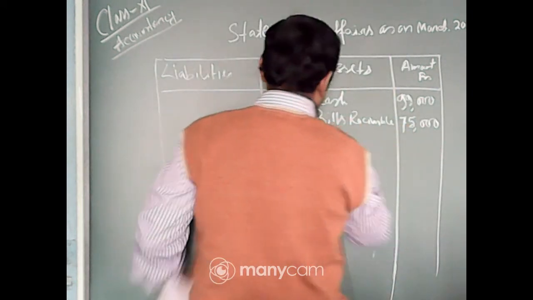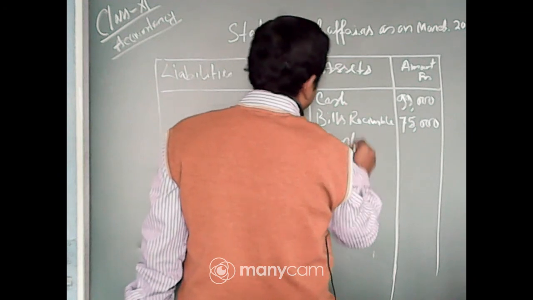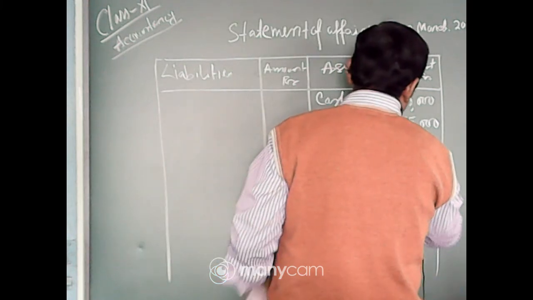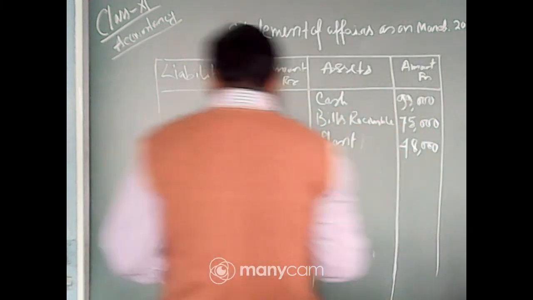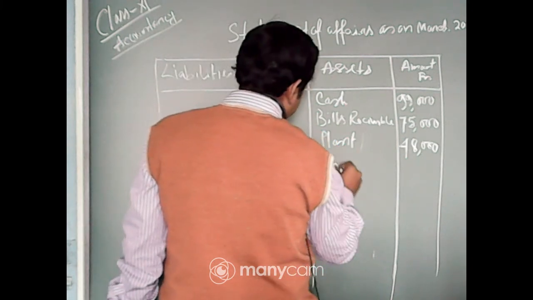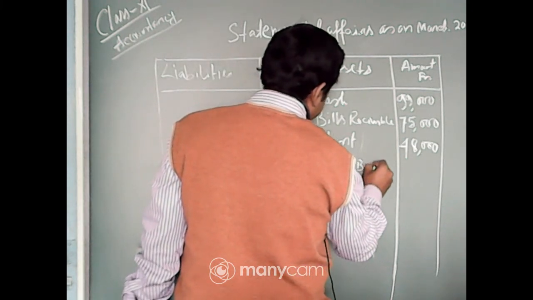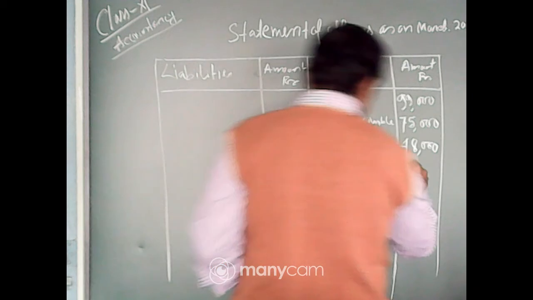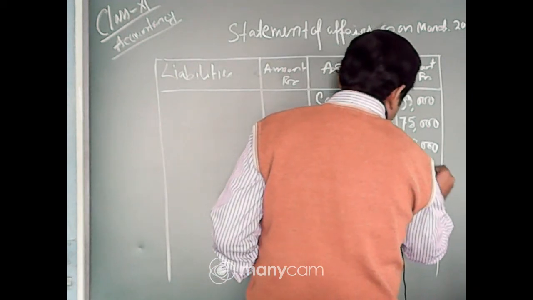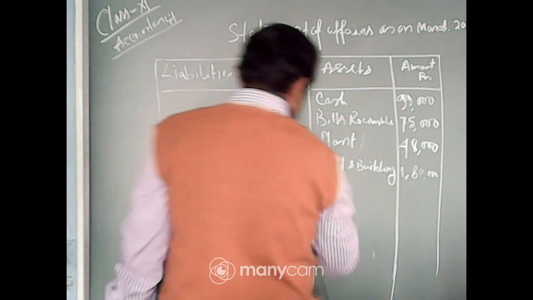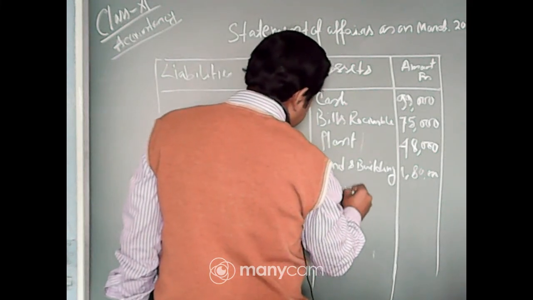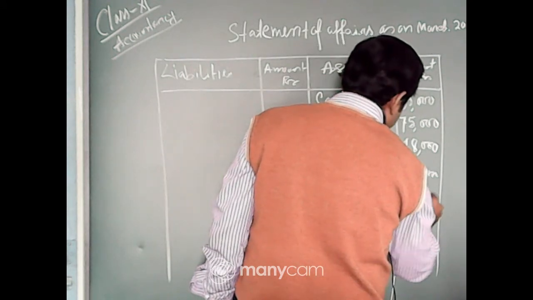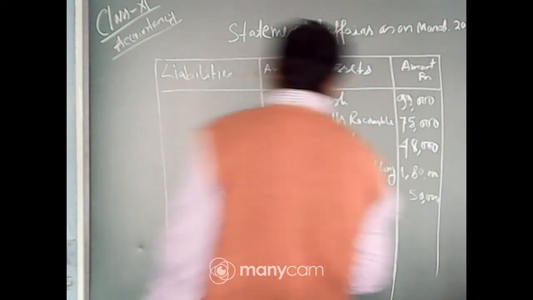Now plant. Plant is definitely a fixed asset, you know. What is the value? That is 48,000, because it is a small plant. Now there is land and building. This is also an asset. Land and building, that is 1,80,000. Next is furniture. Furniture is rupees 50,000. So on the asset side all the postings have been made, all are assets.